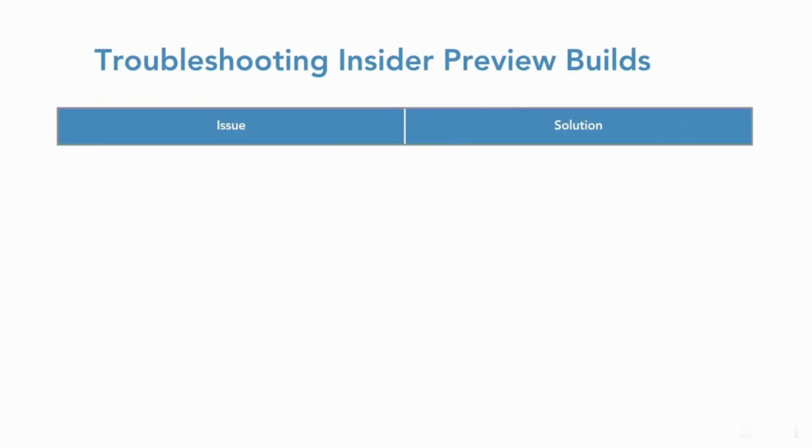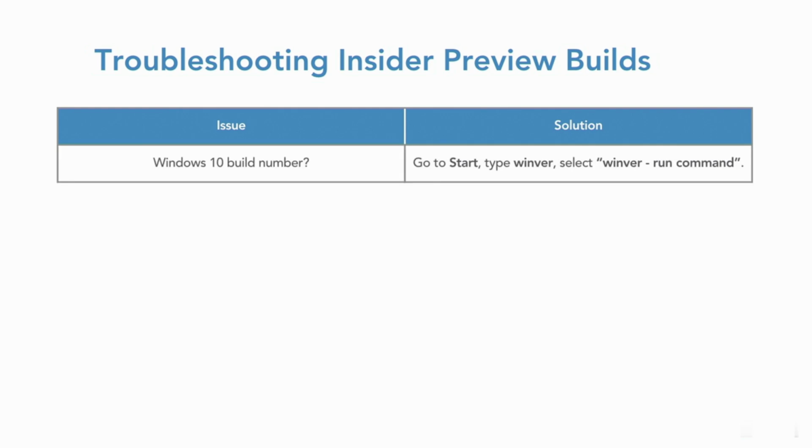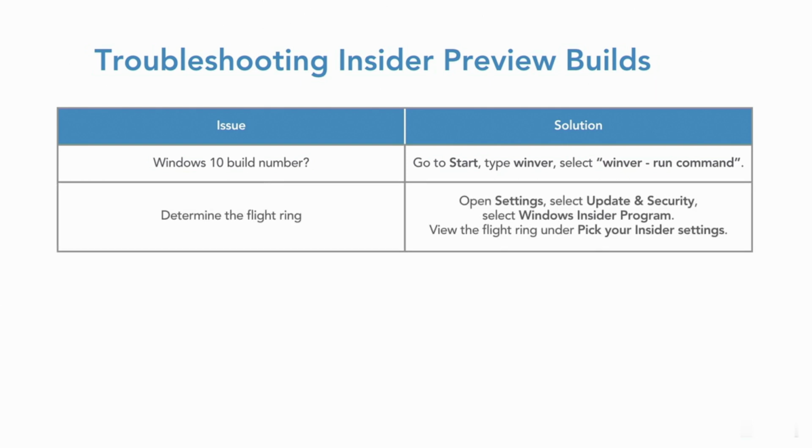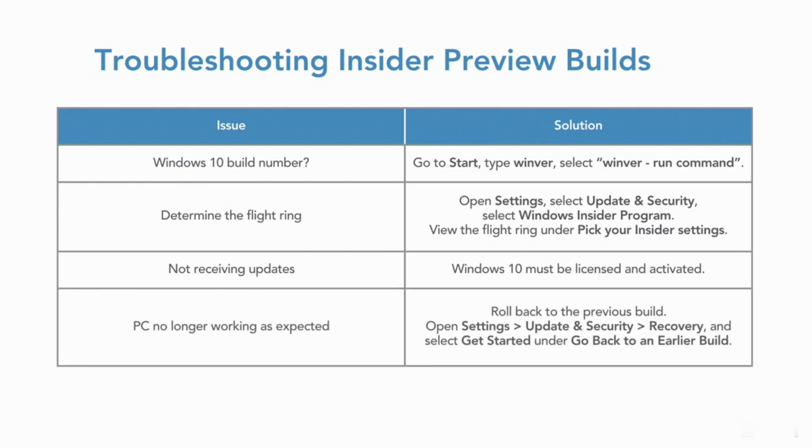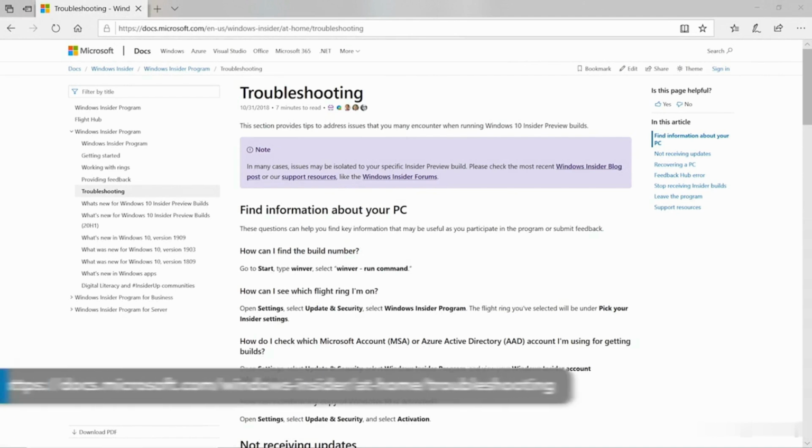When members of your team use the Windows Insider channel, they may encounter some issues relating to the Windows 10 Insider Preview builds, such as how to find the build number of their installed version of Windows 10, how to see the build or flight ring that they're on, and troubleshooting receiving updates, and what to do if Windows 10 stops working as expected. The solutions to these problems are shown on screen. To find more information on troubleshooting issues when running Windows 10 Insider Preview builds, visit a website using the link shown on screen.